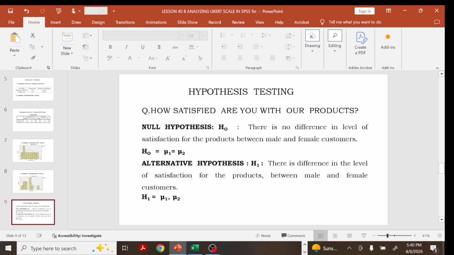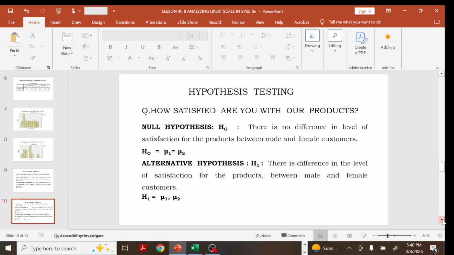I think in one of the lessons I had explained it clearly, and then we had some examples that told us about this type of hypothesis and the differences. We had some examples in public health and in education, etc. Now, this is for the quality, for the satisfaction.